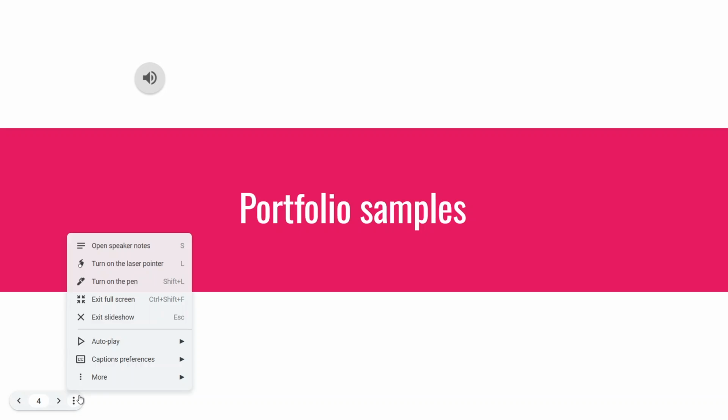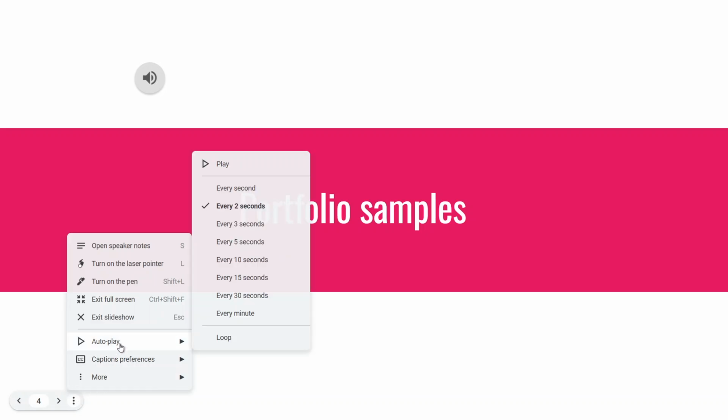You'll notice a small icon with 3 dots. Click on this to open additional slideshow controls. In the menu that appears, find and select the option labeled Autoplay. This feature lets you set your slides to advance automatically. You can customize the interval between slides and even set the presentation to loop continuously if desired, making it perfect for unattended presentations or display kiosks.